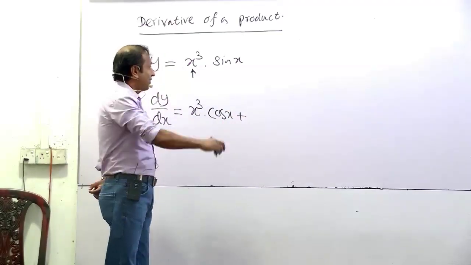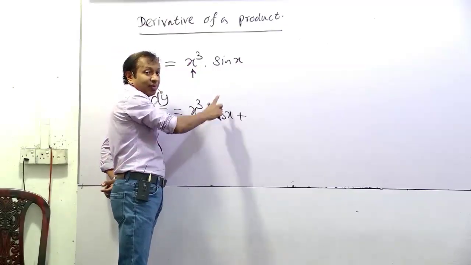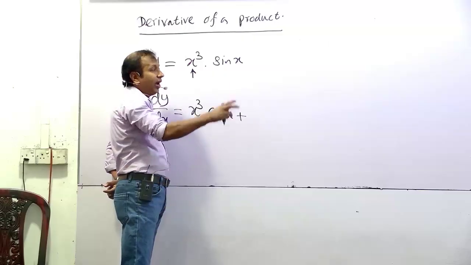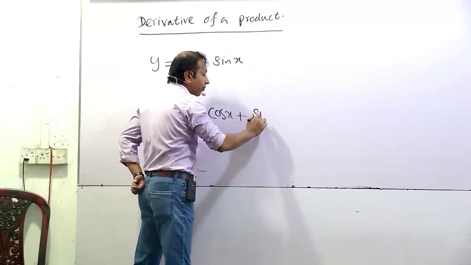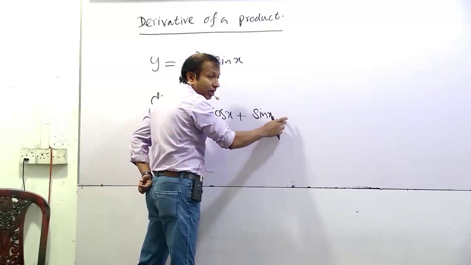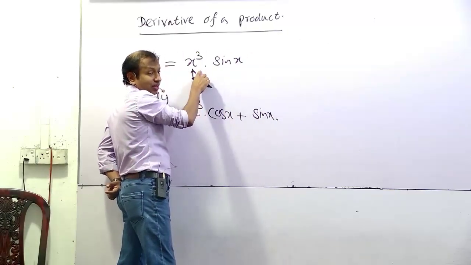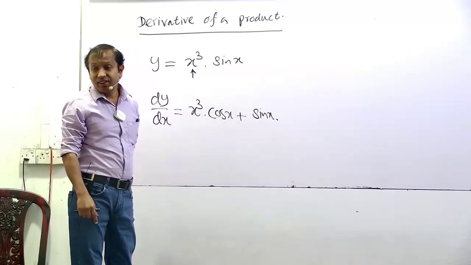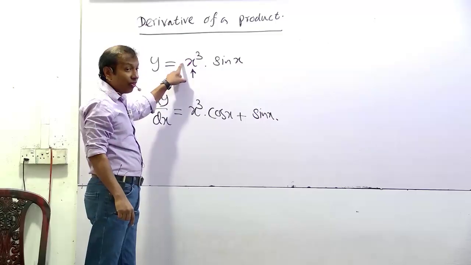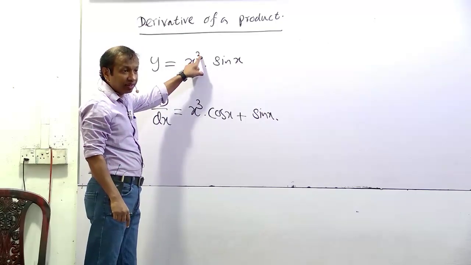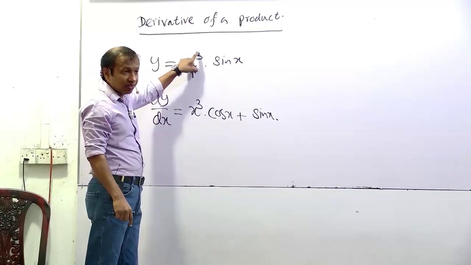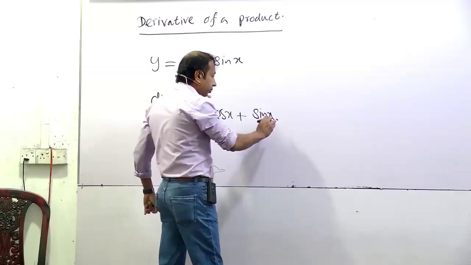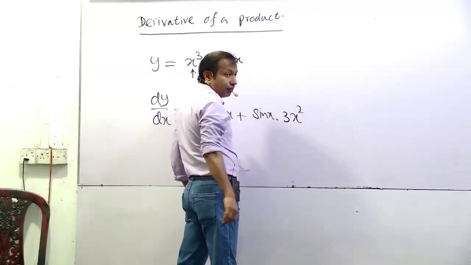Right. First function we keep as the same and it is multiplied by the derivative of second function. Put plus sign. And second function keep as the same. And now multiply that by the derivative of first function. What is x cube derivative? X cube derivative last week we learned. Take this 3 before and subtract 1 from the power. 3 minus 1 means 3x squared. Okay? This is how we take the answer.